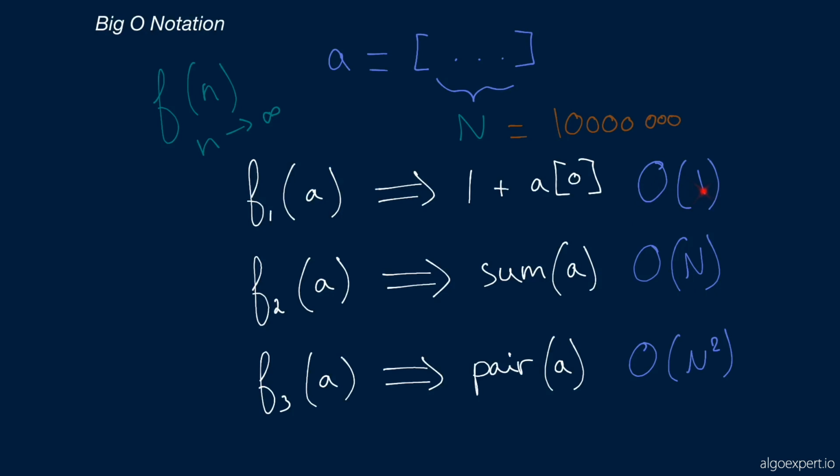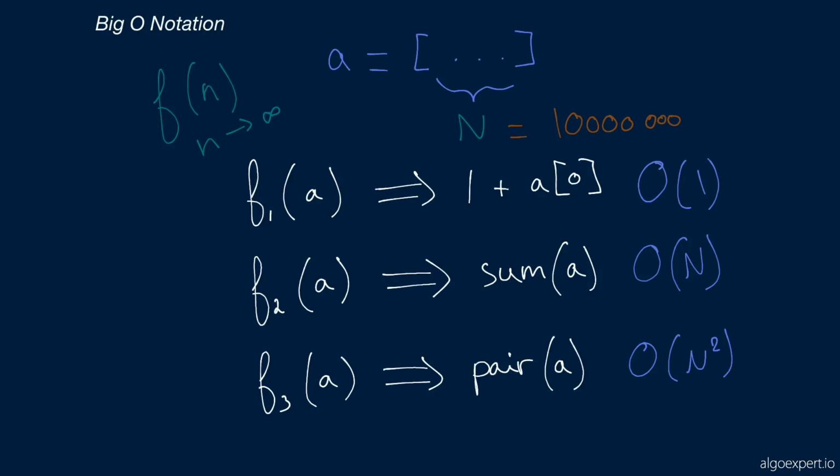For O of 1, you would read it as: as the size of my input n increases and tends toward infinity or some huge value, the speed of my algorithm, or the amount of auxiliary memory or space that my algorithm takes up, remains constant.